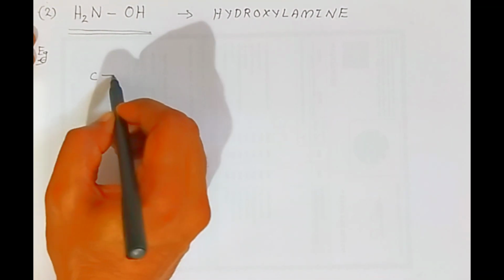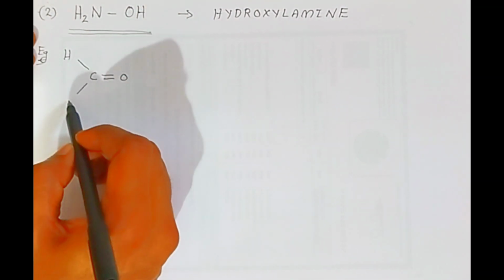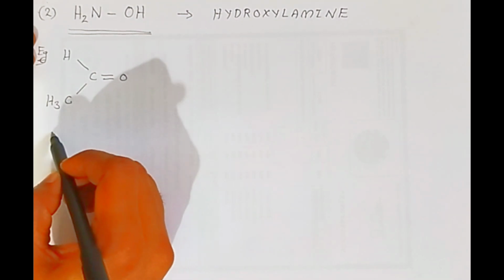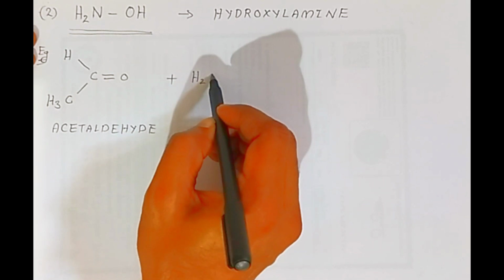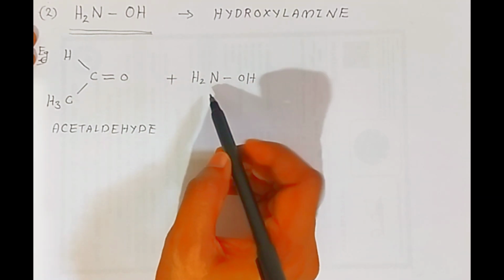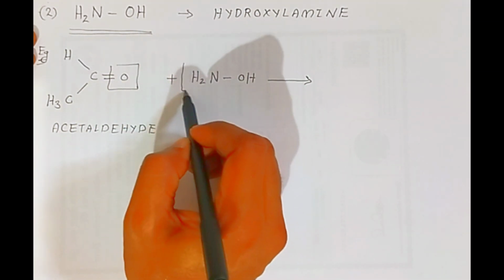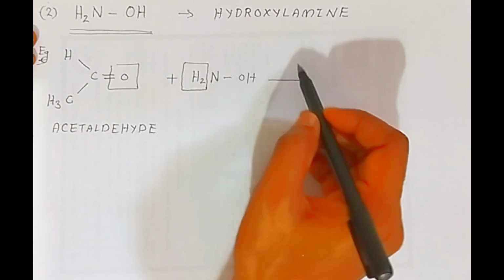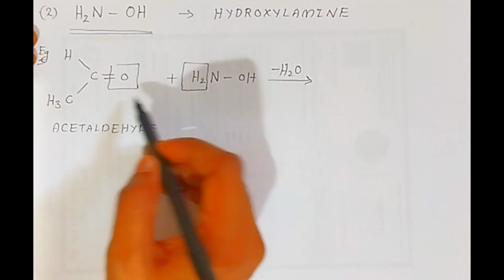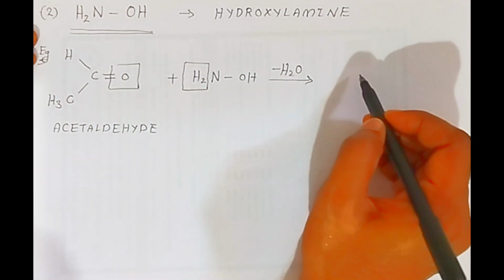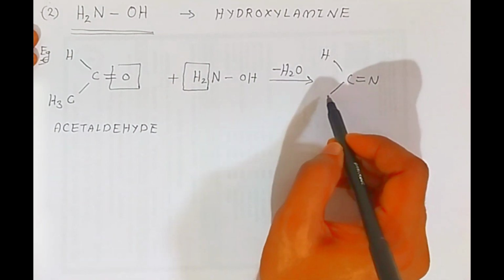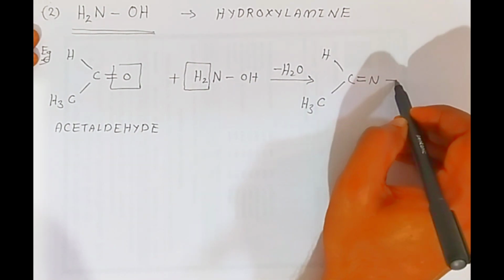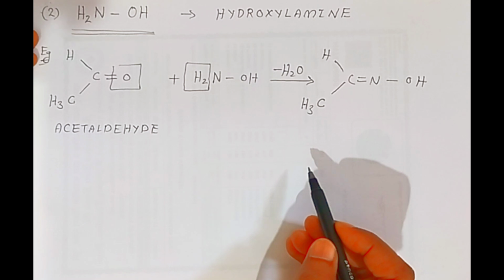So first, students, we are writing an aldehyde example. Here we are going to take the aldehyde acetaldehyde. This acetaldehyde now reacts with hydroxylamine. What happens, students? There is elimination of water molecules. The oxygen of this carbonyl combines with the hydrogen of this hydroxylamine and there is elimination of water molecules, and because of this elimination, a carbon nitrogen double bond is added. The hydrogen stays as it is, and there is a methyl and an OH group. So this is nothing but what we call acetaldoxime.